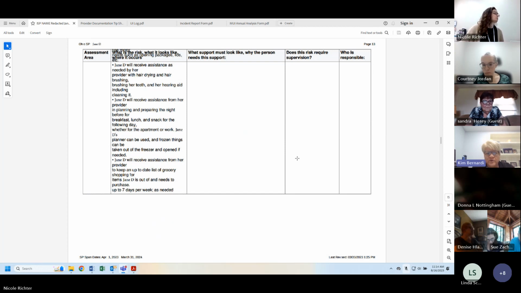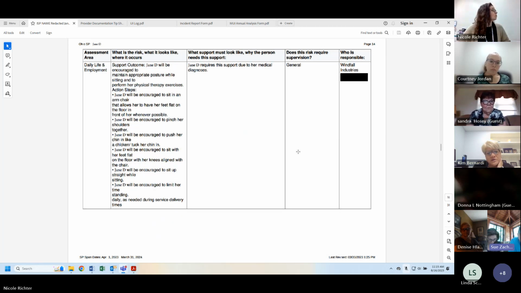I'm not going to go through every single one of these. I just wanted you to know under the known and likely risk section, if it has who is responsible, you need to pull those and put them on your documentation sheets. Next page, Nicole, let me see what else. Okay, some of these are work ones. For instance, she'll be encouraged to maintain appropriate posture while sitting to perform her physical therapy exercises. That would be on their doc sheets. Next, Nicole.